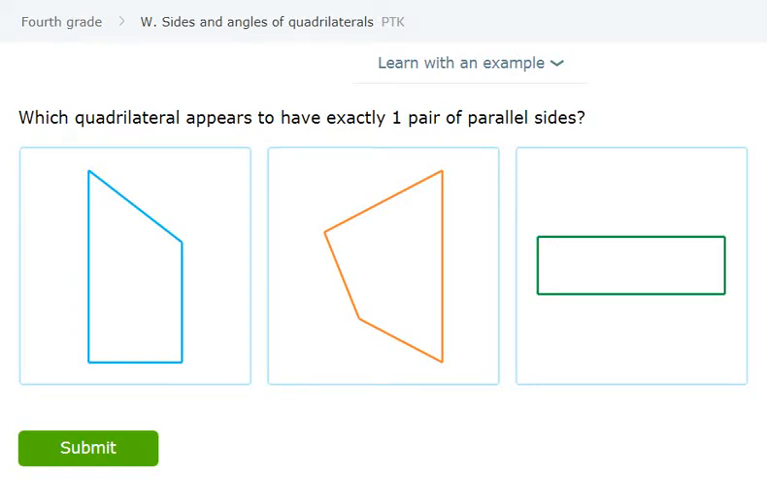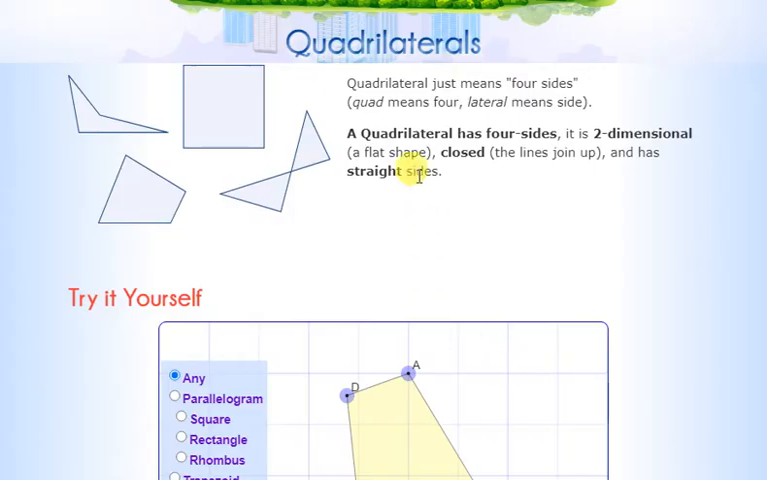In this video, we will discuss sides and angles of quadrilaterals, and the code of the skill is PTK. You should know what quadrilaterals are. You must have studied that quadrilateral just means four sides.